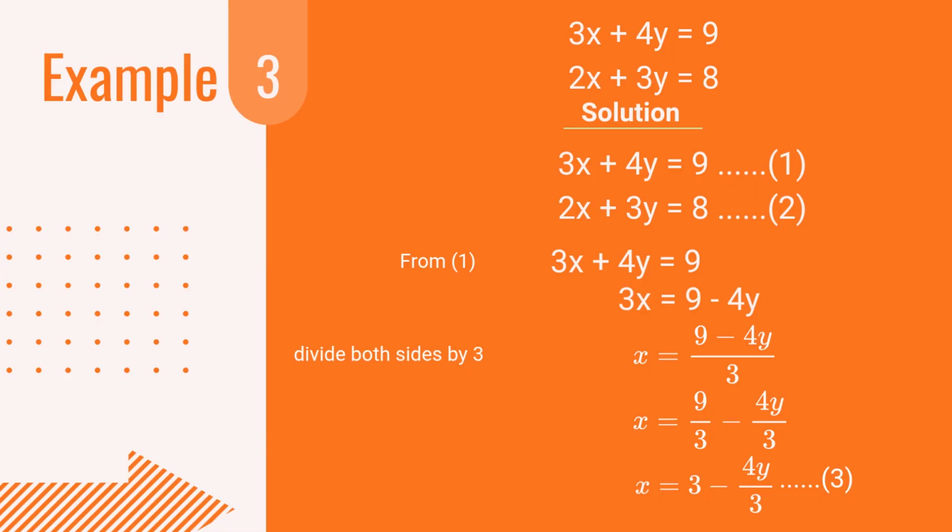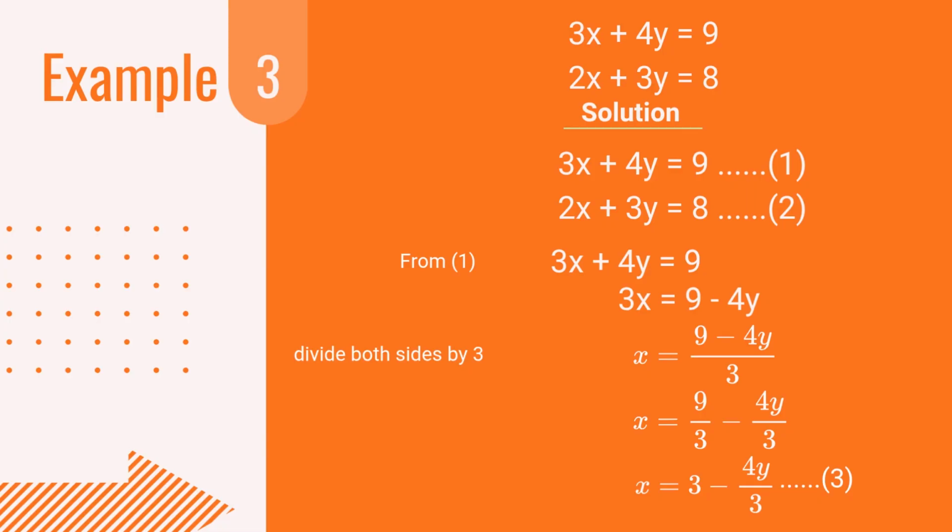The next step is to remove the 3 from x. To do that, we are going to divide both sides by 3. Dividing, 3 will cancel 3 on the left-hand side to give us x equals 9 minus 4y all divided by 3. Next step, remember, this 3 on the right-hand side belongs to both 9 and 4y. That's why you can separate them to give us 9 over 3 minus 4y over 3.